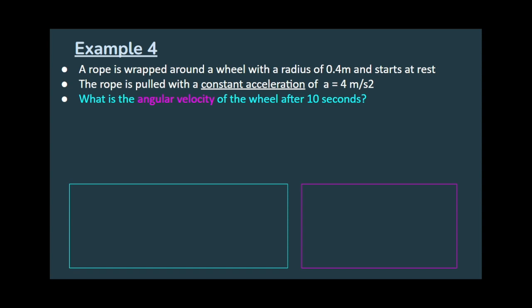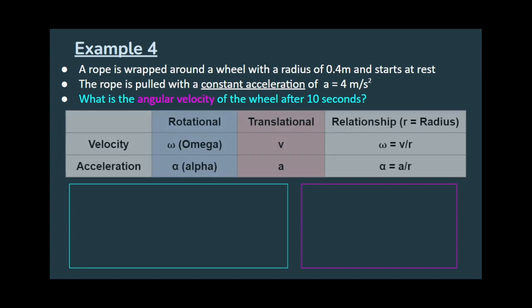So in this example, we have a rope that is wrapped around a wheel with a radius of 0.4 meters, and it's going to start at rest. The rope is pulled with a constant acceleration of 4 meters per second squared. Note that it's a constant linear acceleration. We want to figure out what is the angular velocity of the wheel after 10 seconds.